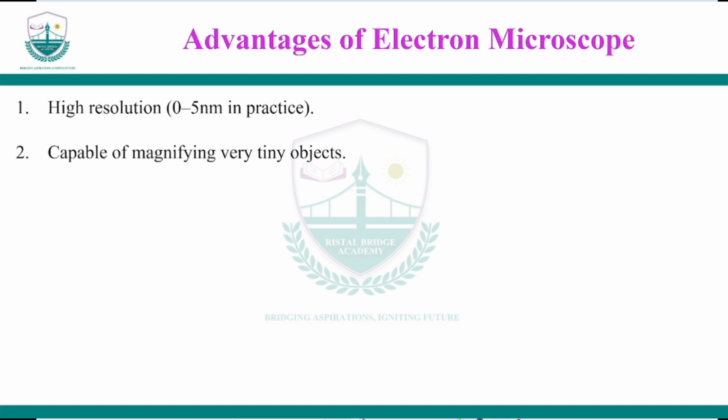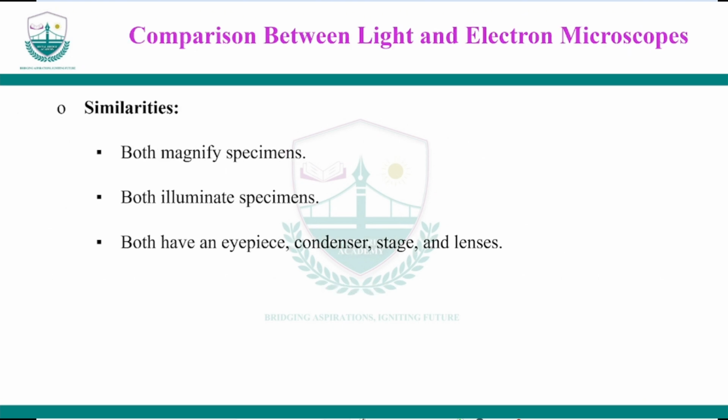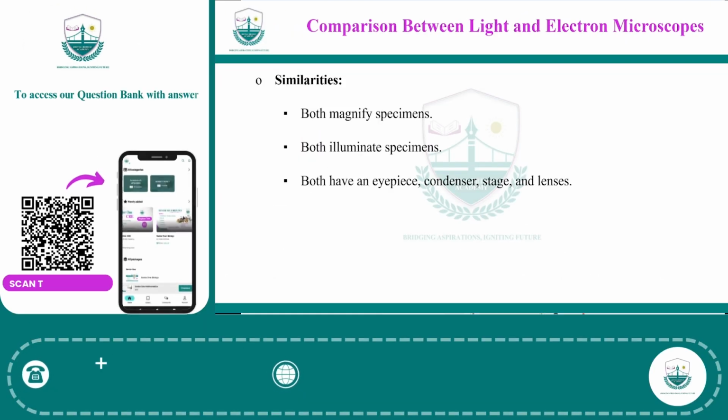However, there are some drawbacks to keep in mind. Specimens must be viewed in a vacuum, meaning they must be dead. Delicate preparation can alter structure due to staining or dehydration. They are expensive to purchase and operate. Preparation is time-consuming and requires trained professionals, and specimens often degrade under the electron beam, so images must be taken quickly. Let's now compare light and electron microscopes.